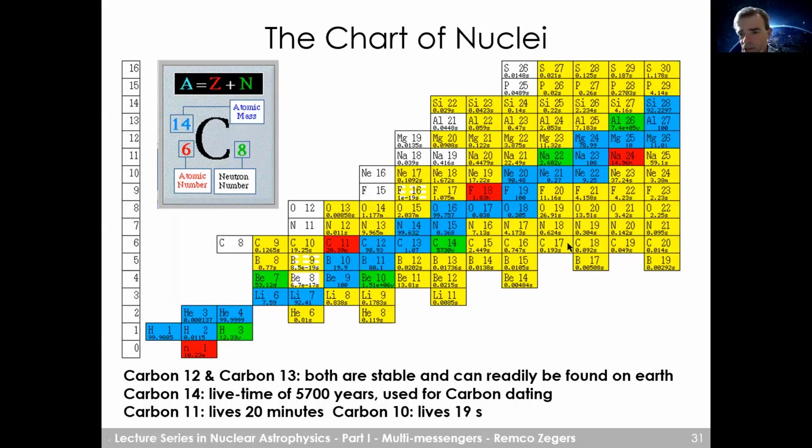Now, if you add additional neutrons, these nuclei will live shorter and shorter. For example, carbon-20 only lives for about 0.01 seconds. So it lives only for a very short amount of time, but still these nuclei can be very important inside stars.